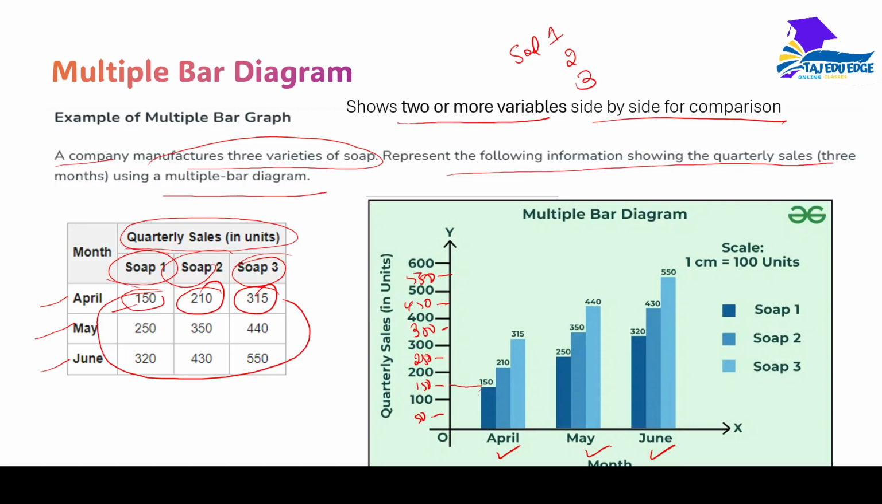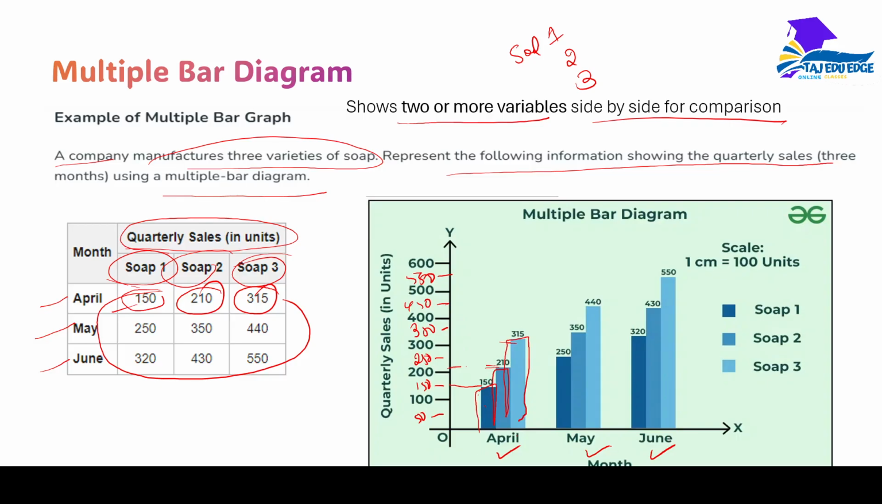Right. So now soap 1 in the month of April it is 150. Next, soap 2 in the month of April it is 210, after 200, somewhere here, right? Next, soap 3, 315, that is between 300 to 350, somewhere here. So this is 3 bar charts drawn side by side for a better comparison for the month of April.